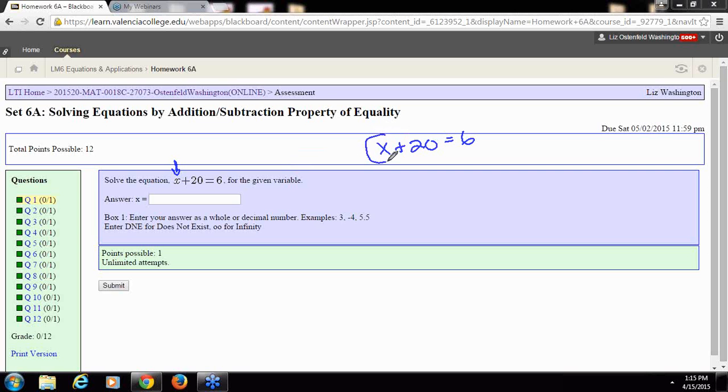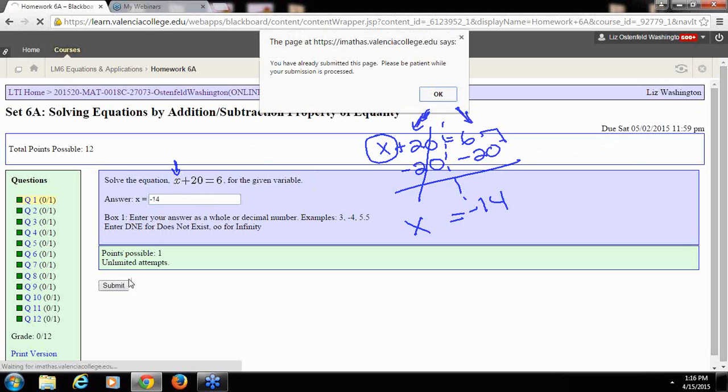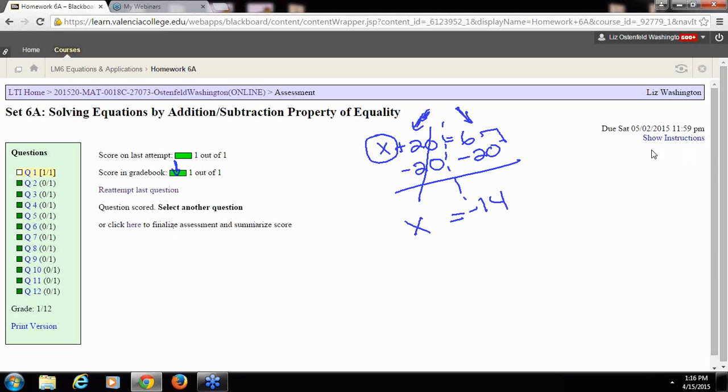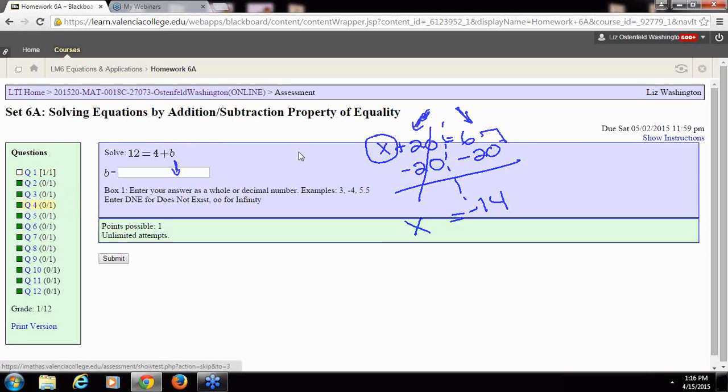So technically I want to get this variable all by itself. And in order to do that, I need to get rid of this positive 20. So what I would do is I would take minus 20. And whatever you do on one side of the equation, which is this side, you also have to do on this side. So these cancel to give me 0. Then I have x equals, and when I combine these terms here, I'm going to get a negative 14. So I'll go ahead and type that one in. Okay, there we go.